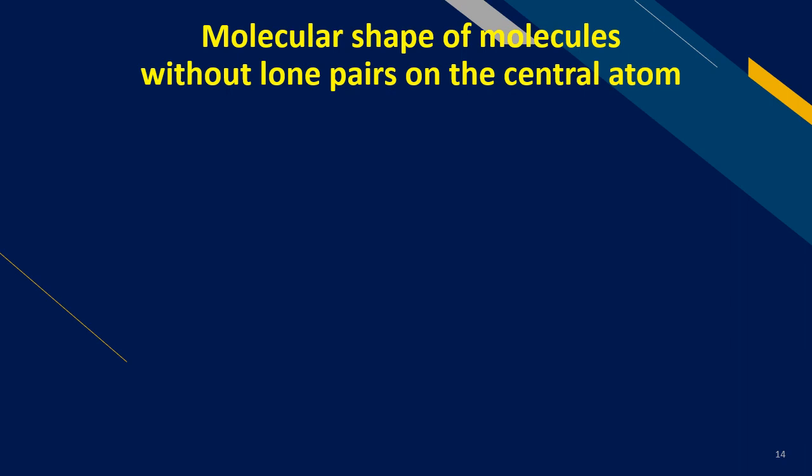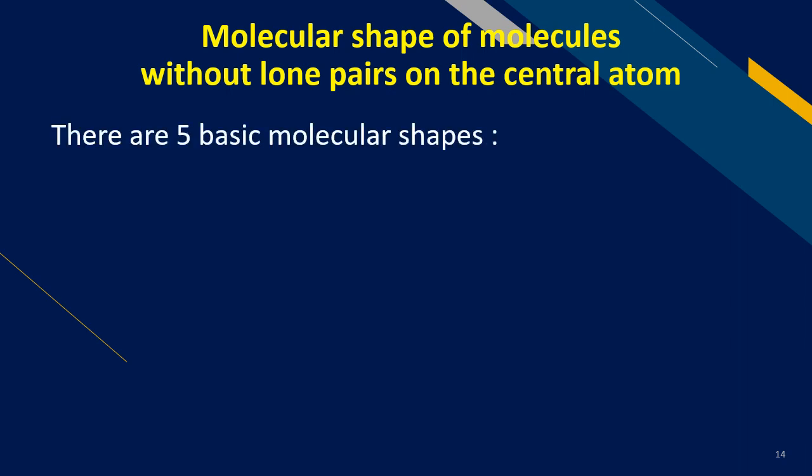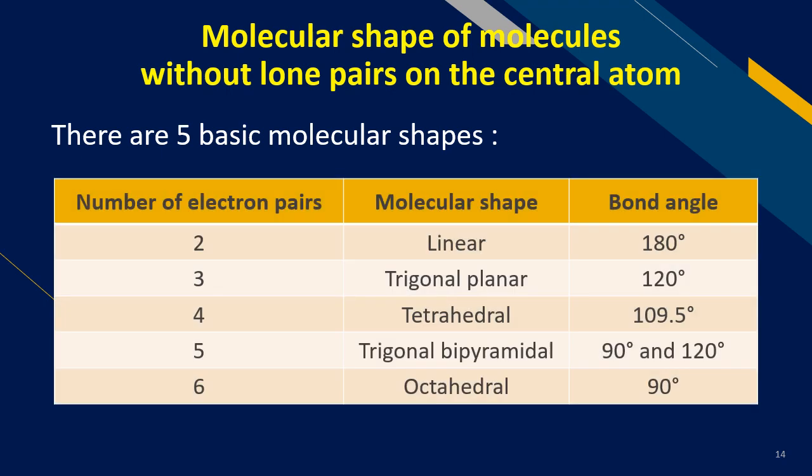The molecular shape of a molecule without lone pairs on the central atom will give 5 basic molecular shapes. They are linear, trigonal planar, tetrahedral, trigonal bipyramidal, and octahedral.